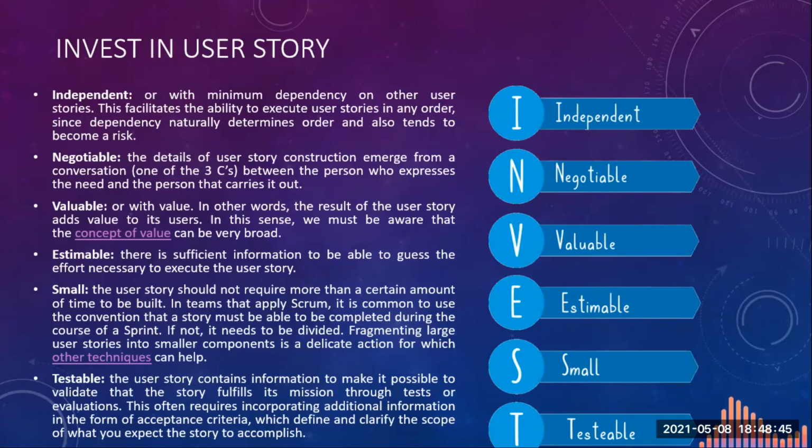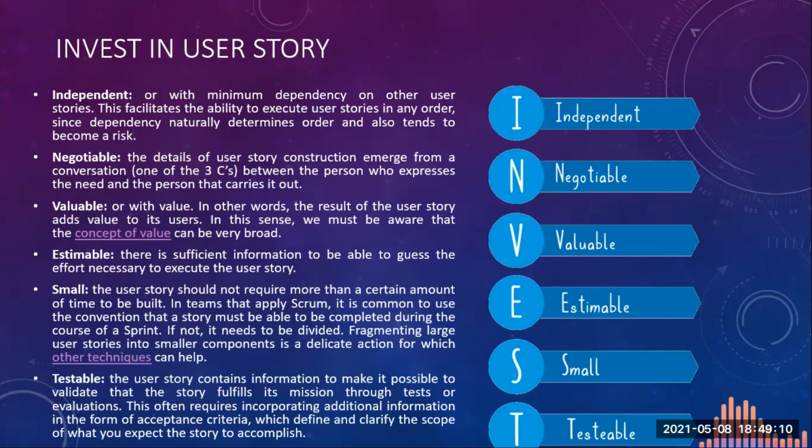Fifth is that it should be small. The story should not require more than a certain amount of time to be built. In teams that apply Scrum, it is common to use the convention that a story must be able to be completed during the course of the sprint. If not, it needs to be divided. Fragmenting large user stories into smaller components is a delicate action for which other techniques can help.